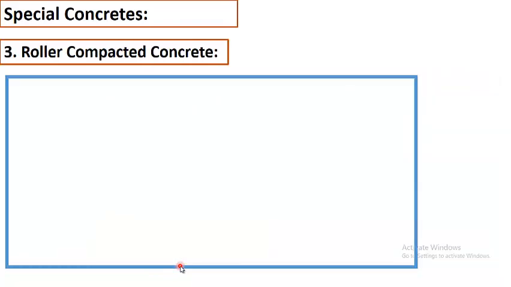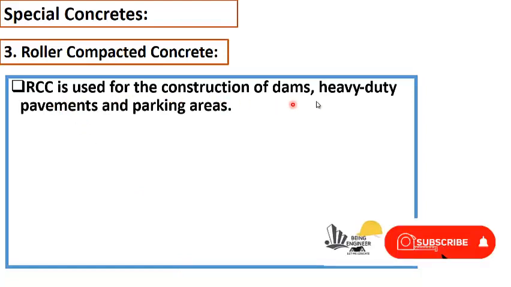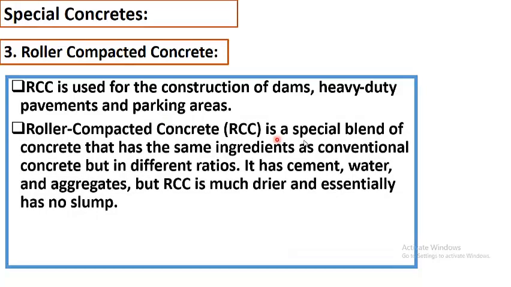The third type of special concrete is roller compacted concrete. Roller compacted concrete is used for the construction of dams, heavy duty pavements, and parking areas, that is, structures subjected to heavy loads. Roller compacted concrete is a special blend of concrete that has the same ingredients as conventional concrete but in different ratios. It has cement, water, and aggregates, but it is much drier and essentially has no slump.